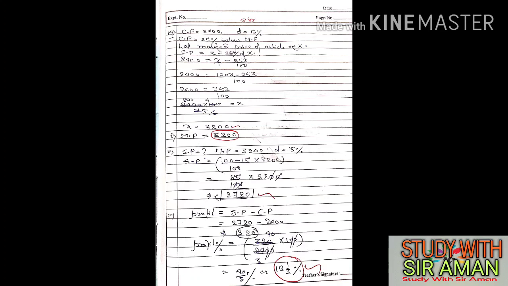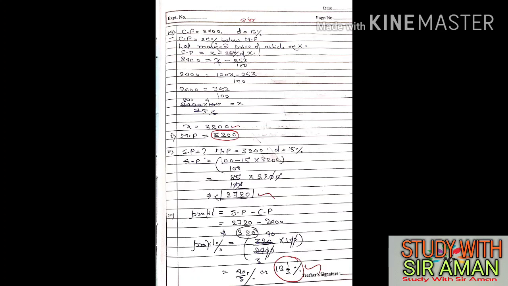Then discount is given 15%. We need SP. By using the formula we can find SP, selling price, 2720. Okay, then what do we need? We need profit. Selling price is here, cost price is here. Easily we can calculate profit. So selling price minus cost price, 2720 minus 2400. 320 is profit. Change it into profit percent. Profit by cost price into 100. Calculate, 40 by 3, or you can write 13 and 1 by 3. Percentage is our required answer.